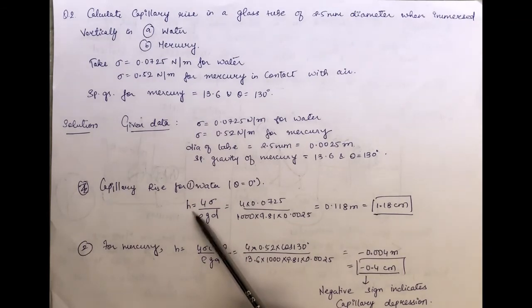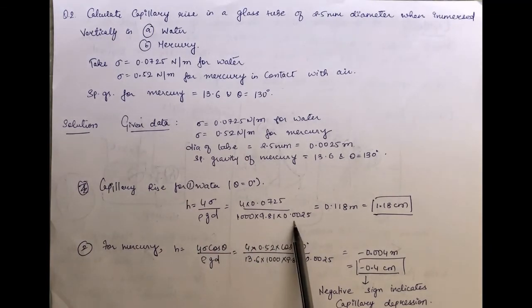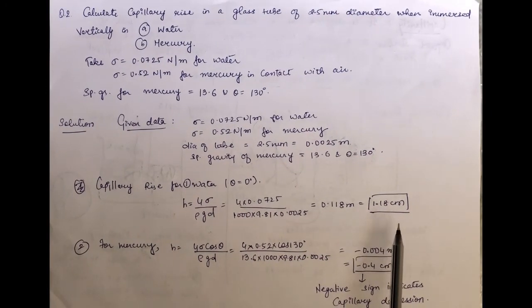Now its formula is h equals 4 sigma upon rho g d. So 4, substitute the value of sigma which is 0.0725, divided by 1000 which is the density of water, into g 9.81, into diameter 0.0025. It will provide us the value of 0.118 meter, which is equal to 1.18 centimeter. As the capillary rise or fall is always mentioned in millimeter or centimeter, if your answer is coming in meter, you need to compulsorily convert it into centimeter or millimeter.